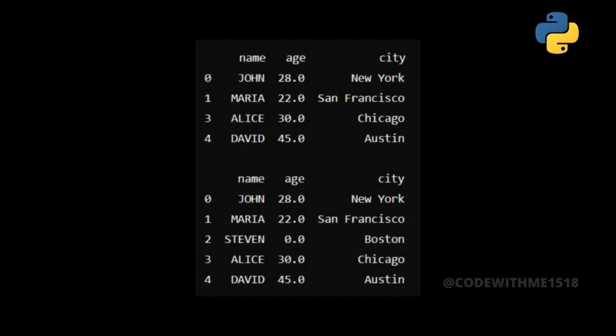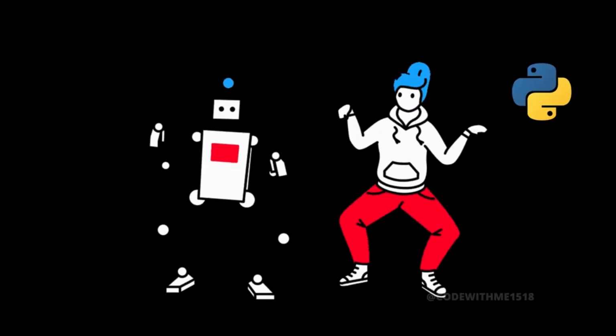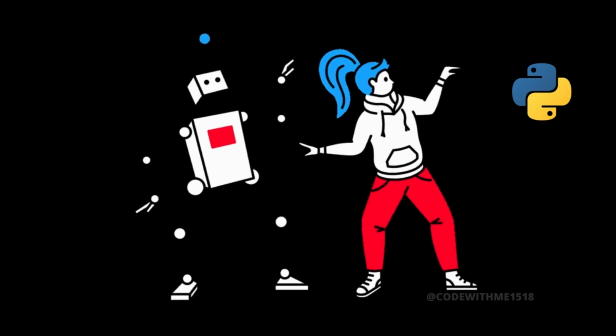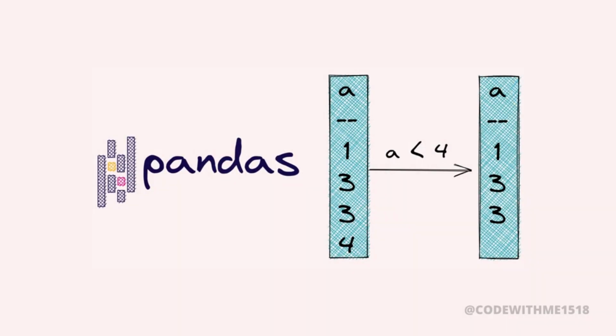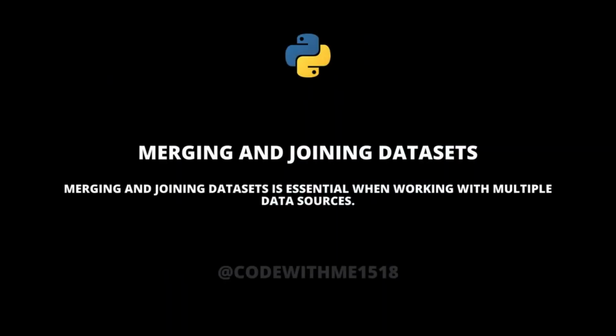And there you have it, folks, an in-depth look at data manipulation with pandas. You've learned how to filter and transform data, perform grouping and aggregation, and handle missing data effectively. And joining datasets is essential when working with multiple data sources. Let's start by merging two data frames.